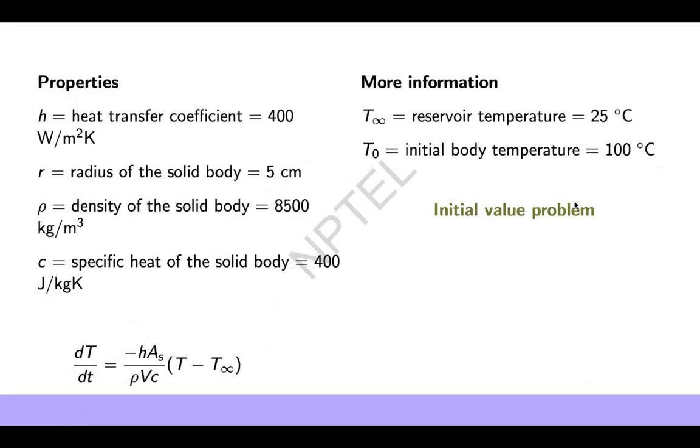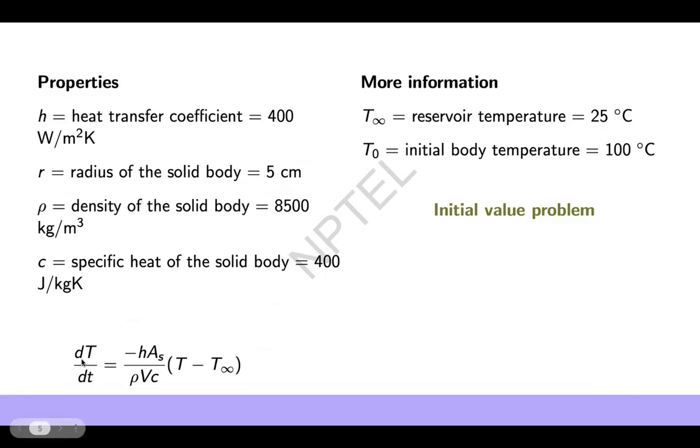And now we have to find, as time progresses, what will be the temperature of the solid body. So this is an ordinary differential equation initial value problem, or ODE IVP. Why do we say it is like that? We have all these factors, HAS, rho, V, C, these constants. T infinity, which is also a constant, is 25 degrees Celsius.